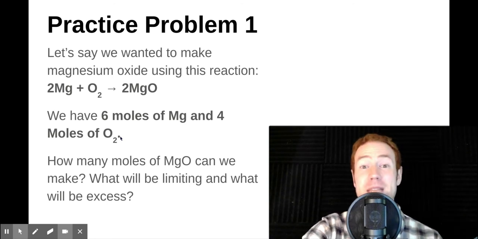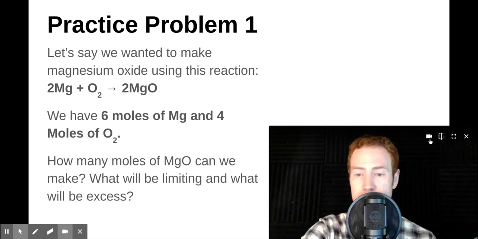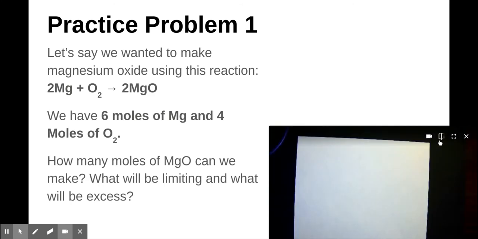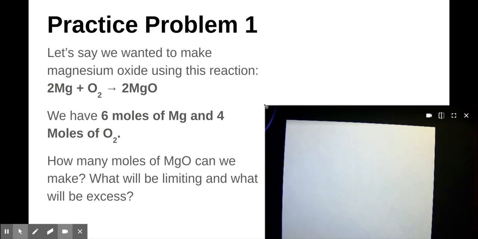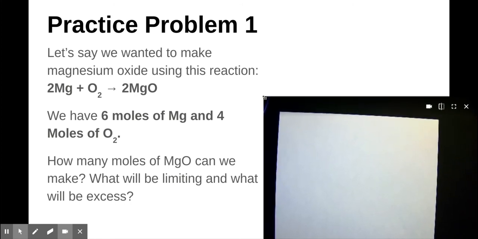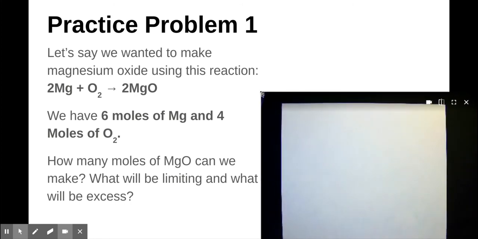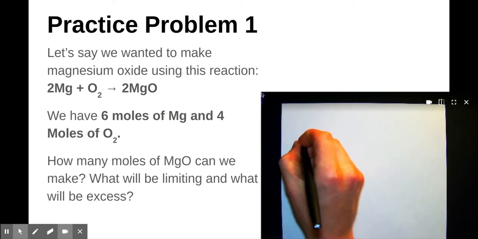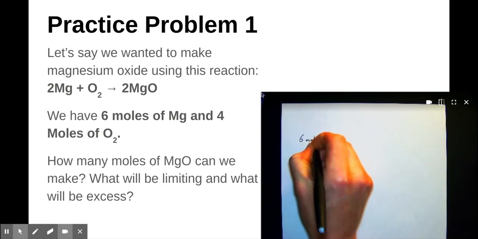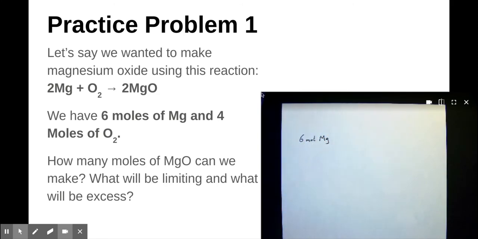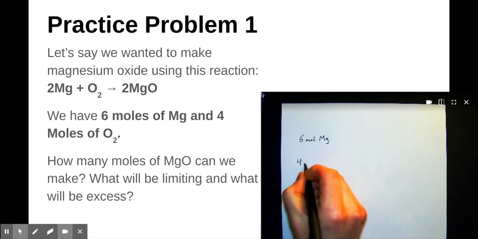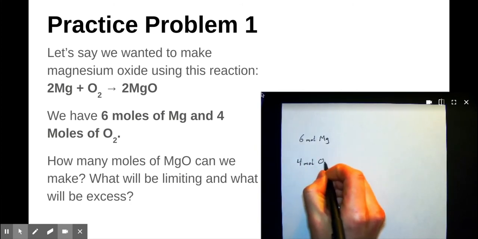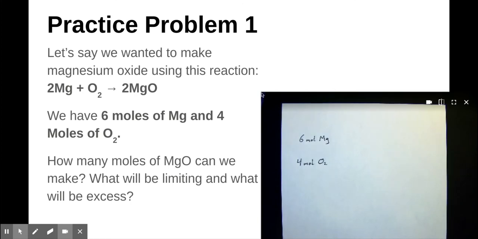All right. Now let's do it together. I'm going to switch over to my document camera. Nice. All right, that looks good. So we are dealing with 6 moles of magnesium and 4 moles of O2. And we want to know which one is limiting and which one is excess and how many moles of magnesium oxide we can actually form.